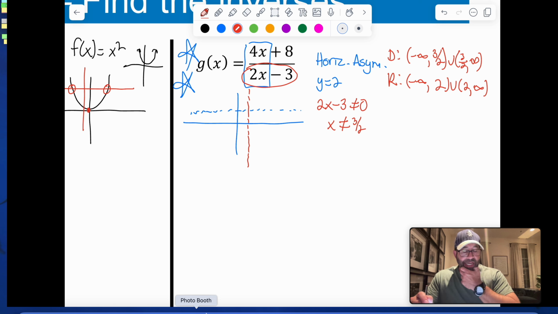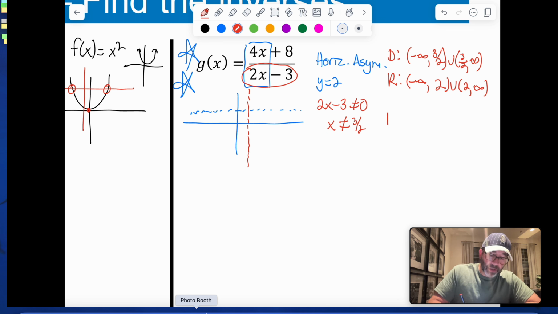Okay, so this is our domain and range. Now what happens if we take and we swap the places? The inverse domain and the inverse range is going to be negative infinity to 2, and then from 2 to infinity, and negative infinity to 3 over 2, and 3 over 2 to infinity.